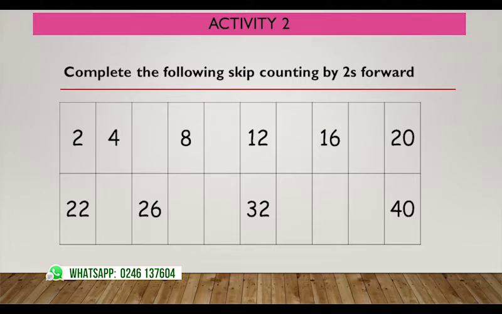From 16, we skipped a number to 20. From 20, we moved to 22. From 22, we skipped a number to 26. From 26, you are supposed to get the next number, then to 32. From 32, we skipped 3 spaces to get to 40. So you are going to skip count by 2s and write down the correct answers.